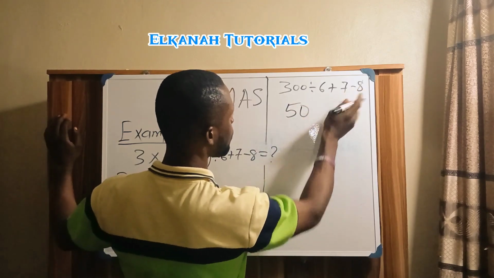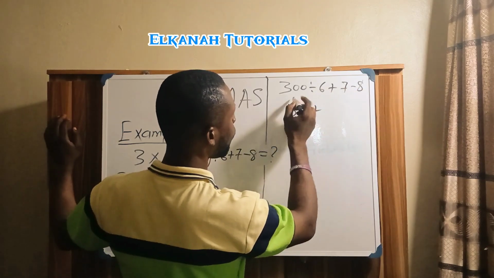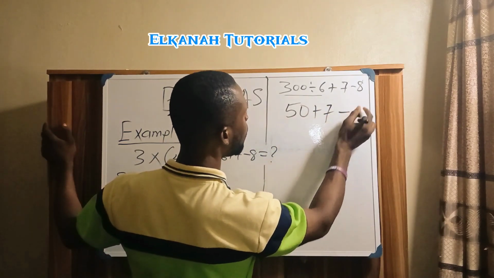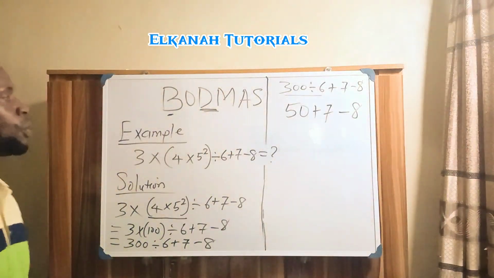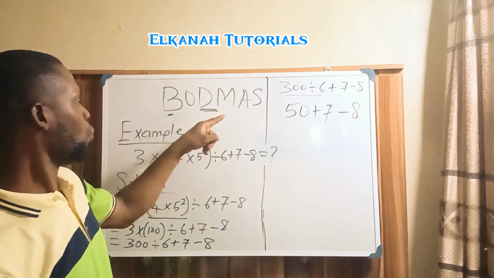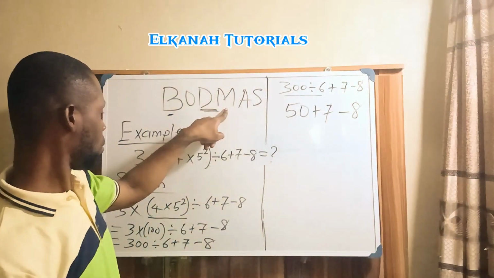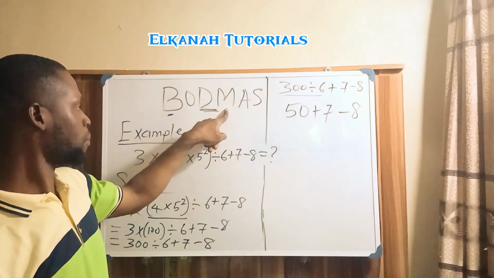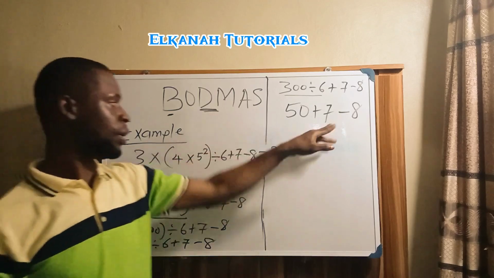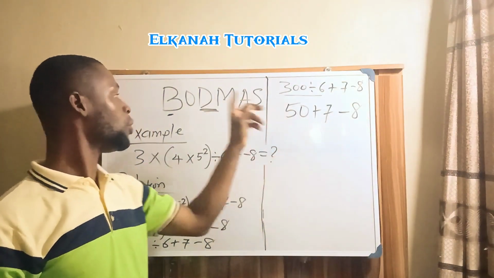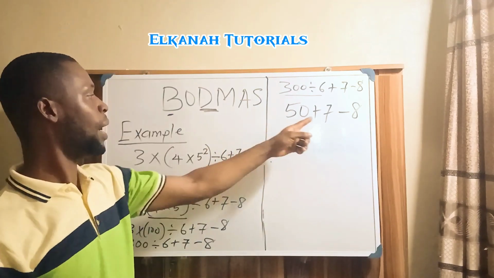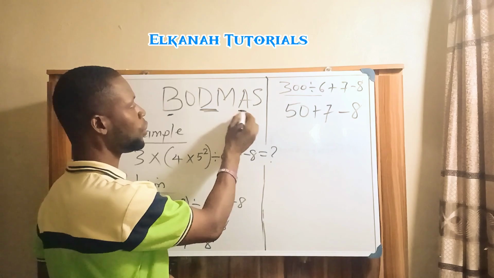Then we bring this plus here. We have taken care of this side. This side is now 50 plus 7 minus 8. So which of the rules are we going to follow next? The next rule we are going to follow, from our Bodmas, is addition, since there is no multiplication sign here. So the next sign according to our Bodmas is the addition sign, which is this one here.